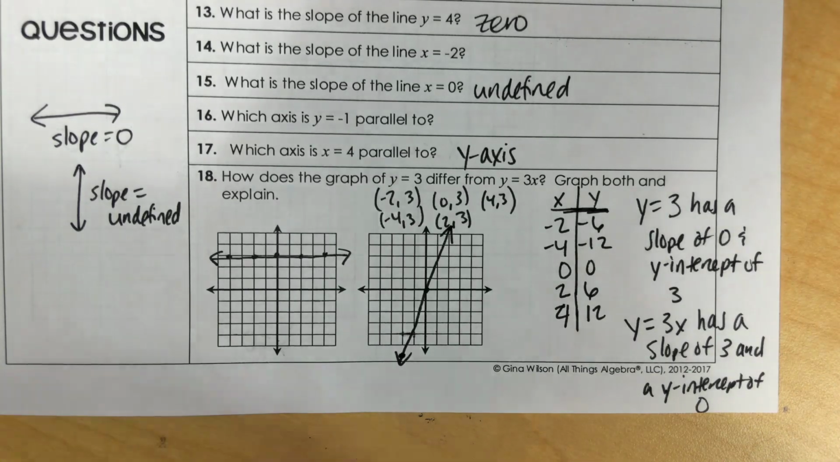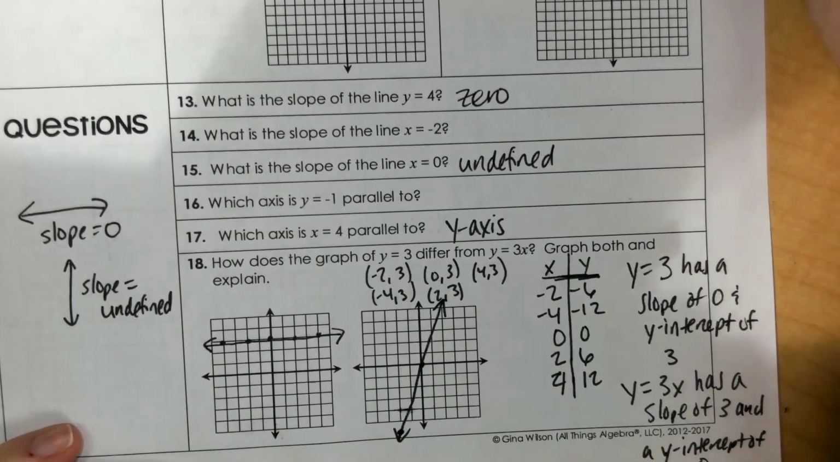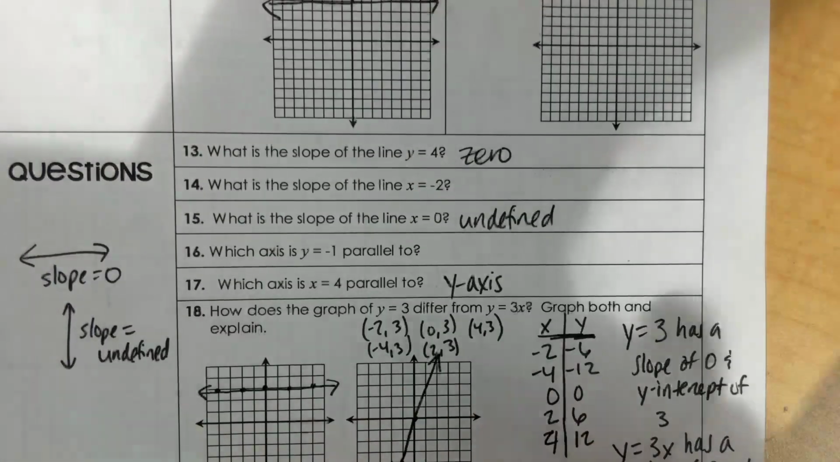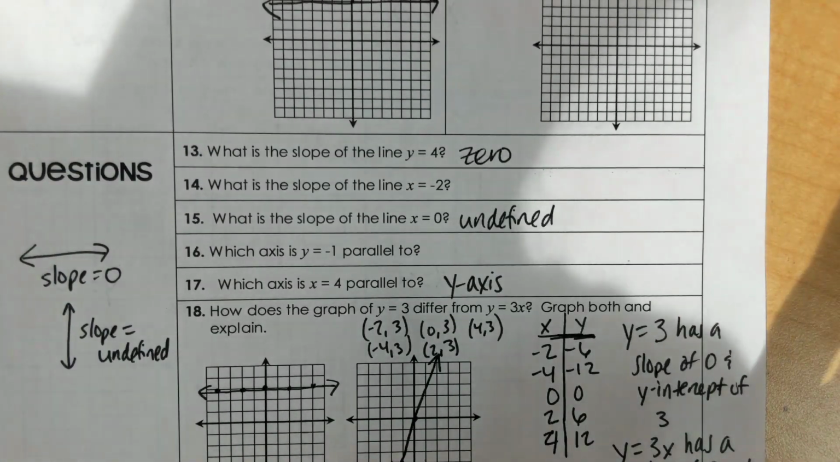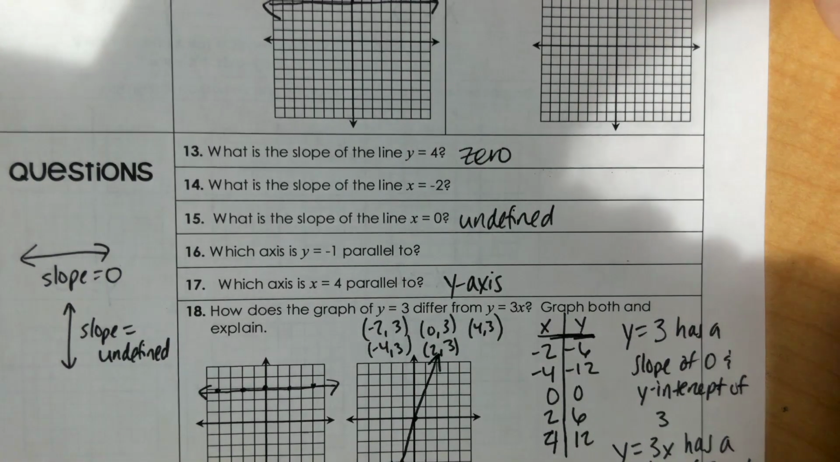So a lot of continuing practice problems here. I know this was something that several students were struggling with, horizontal and vertical lines. So take a few minutes, go through these other questions, and then let me know if you have any additional questions about it, and I can help you with the difference between the horizontal and vertical lines.